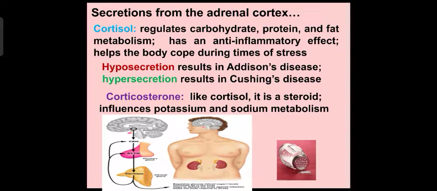Now, Addison disease is caused due to undersecretion of mineralocorticoids. Basic characteristics of Addison disease are low blood sugar, low plasma sodium ion, high plasma potassium ion, vomiting, low skin pigmentation and loss of weight.